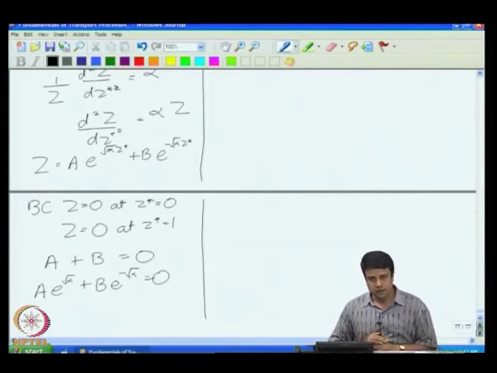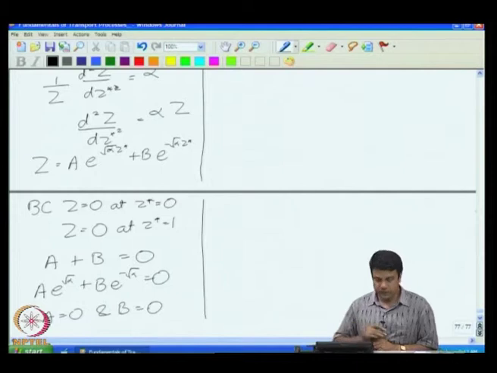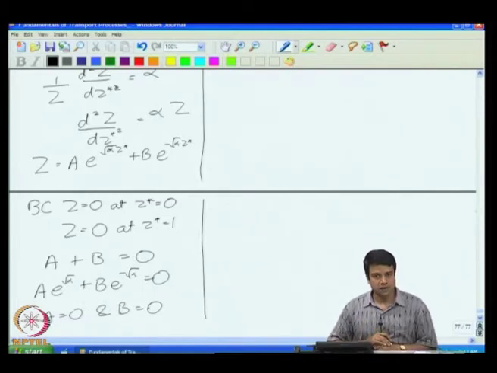From these equations you can easily see that the only solution I will get is that a is equal to 0 and b is equal to 0, which means that capital Z is equal to 0. Therefore, in this case I do not get any non-trivial solutions for Z. The solution ends up just being the trivial solution that Z is equal to 0 everywhere. And therefore, T transient will be equal to 0.